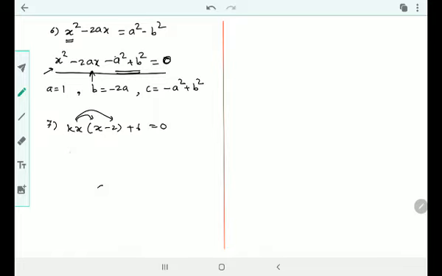Let's try. So what do I get? kx square minus 2kx plus 6 is equal to 0. Is it in the standard form? Yes, of course it is in standard form. k is your a, minus 2k is your b, and 6 is your c. So simple thing.